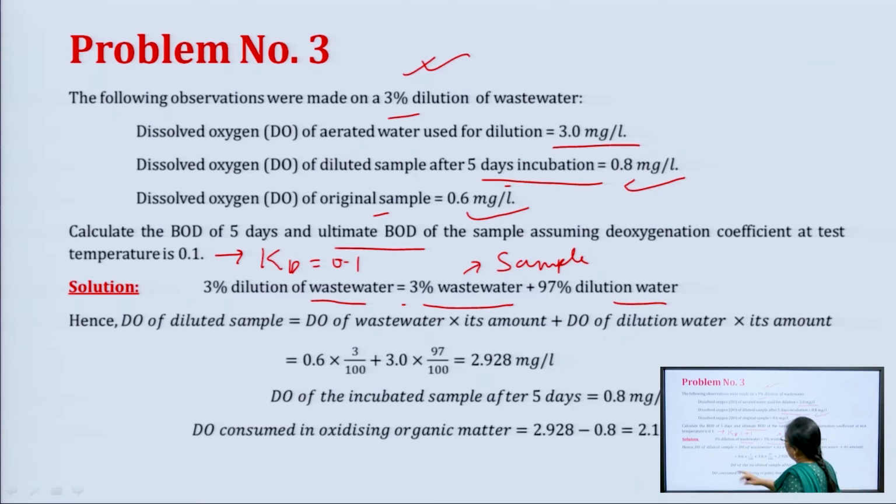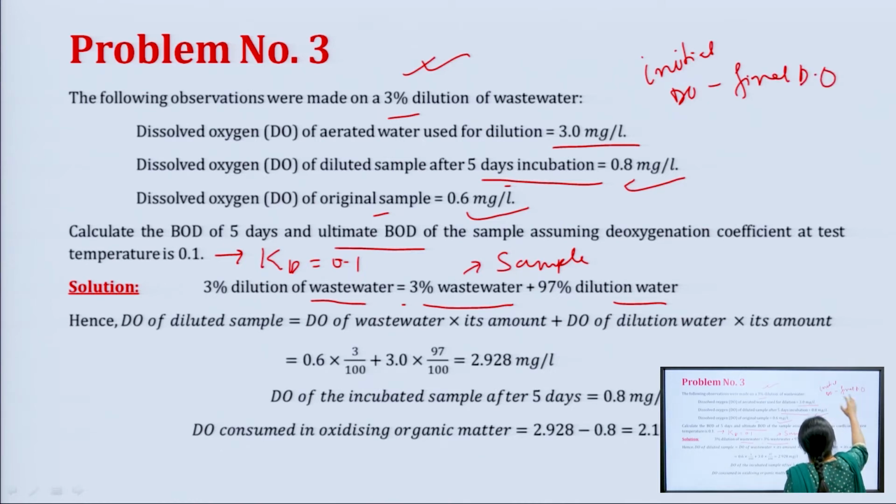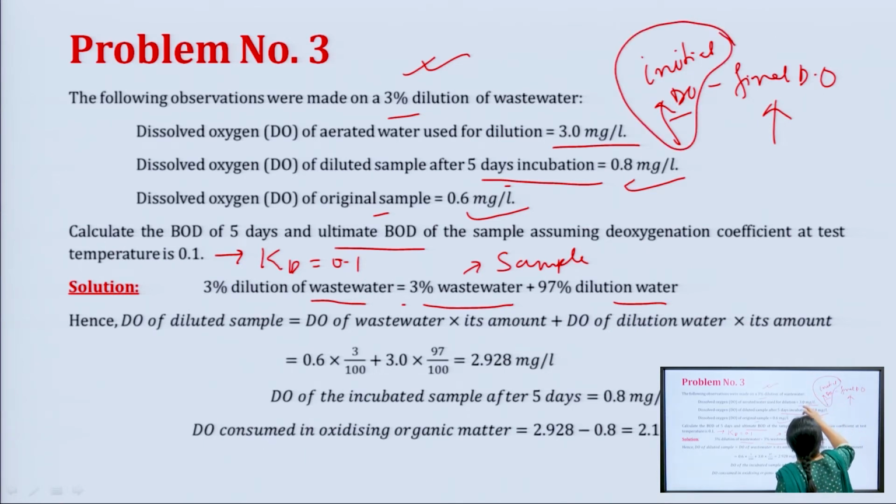So, the DO of the diluted sample. For calculating BOD, if you remember, you first need the initial DO minus the final DO, and then you multiply it with some other things. For this, you want the initial DO in the BOD bottle. So, the DO of the diluted sample is the DO of the wastewater into its amount plus the DO of the dilution water into its amount.